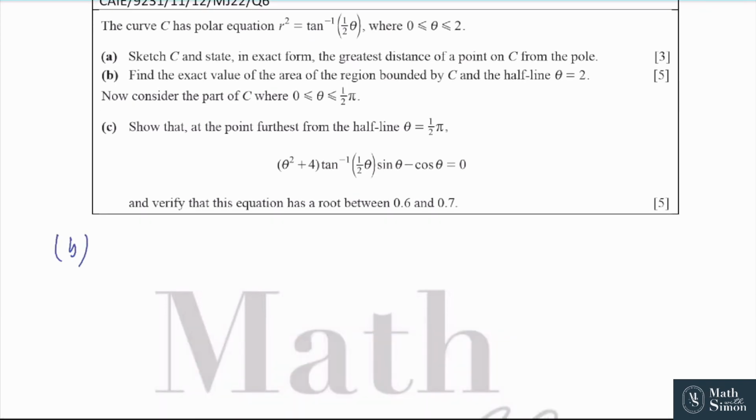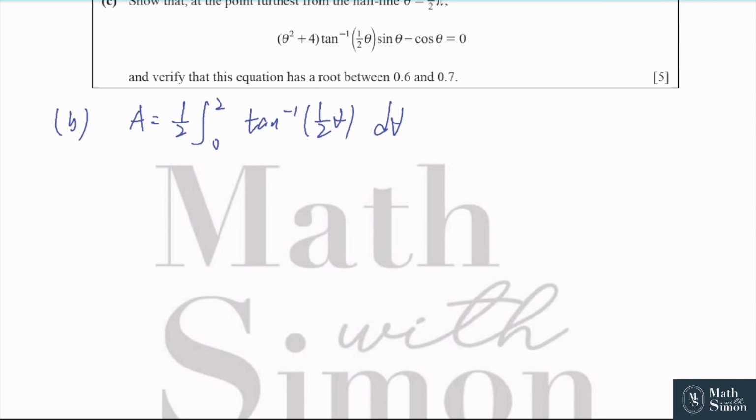Because this is just integrating half r squared, right? So the area here is just half integrate the r squared, where theta is from 0 to 2. The r squared is already given nicely: arctangent of half theta, d theta. So do not continue from here by saying that after we integrate, we get 1 over 1 plus whatever squared. No, this is integration.